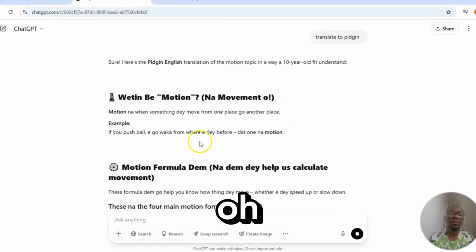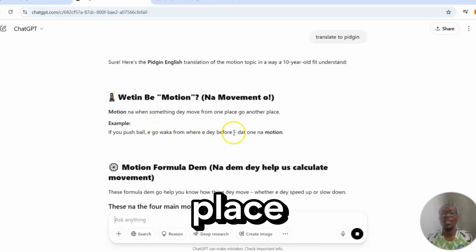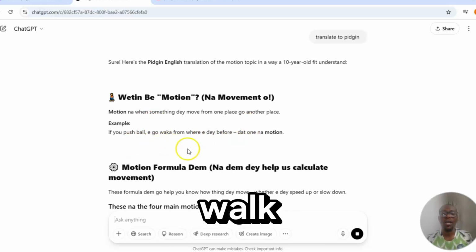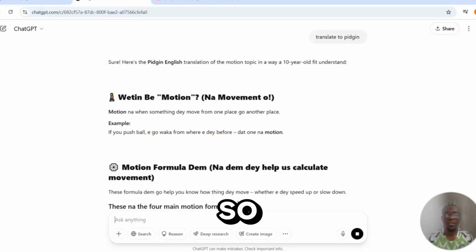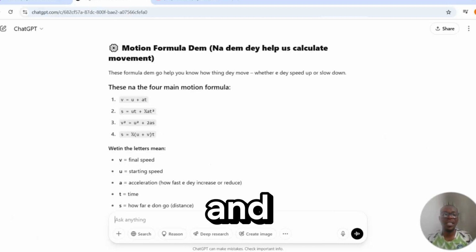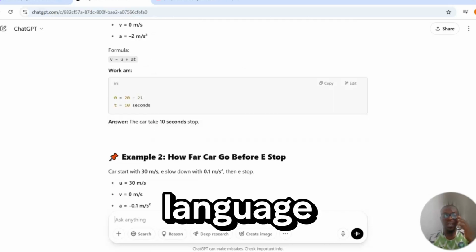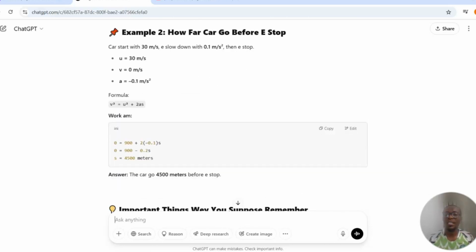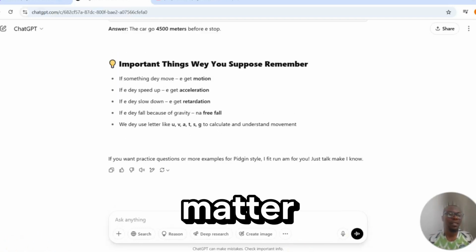Wow, it's interesting. Motion now, when something they move from one place go another place. If you push ball, you go walk out from where it did before. That one na motion. So you can see this, right? You can take everything and turn it to different text, different language, different context, anything that will help you understand the subject matter.